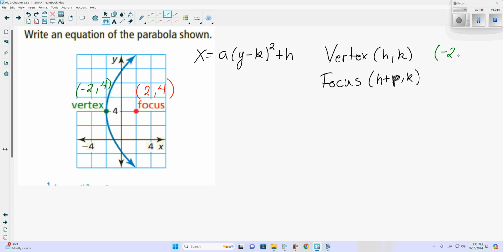Vertex, negative 2, 4. Focus, 2, 4. So from vertex to focus, we went from negative 2 to 2. It changed. So the focus has to have that plus p with the h, not the k.